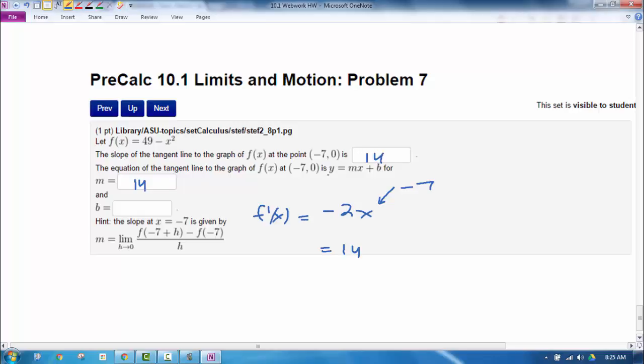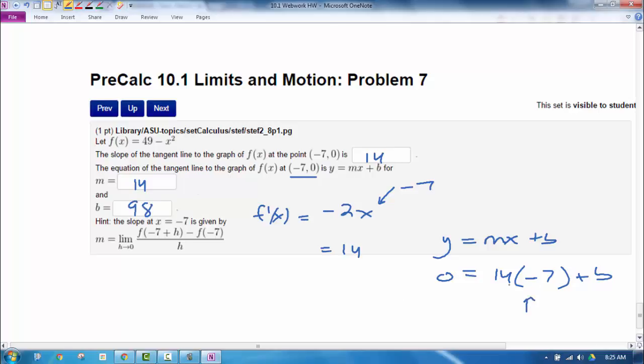And then if I wanted to use y equals mx plus b, I could use the point that they're giving me here. The slope is 14, the point's x is -7, and y is 0. I could use that to find the y-intercept. And if I do that, I get the y-intercept as 98, if I multiply this out and move it to the other side.